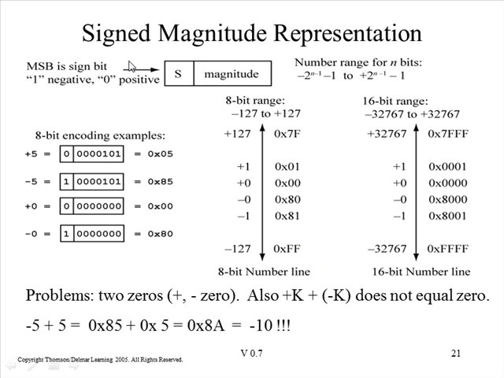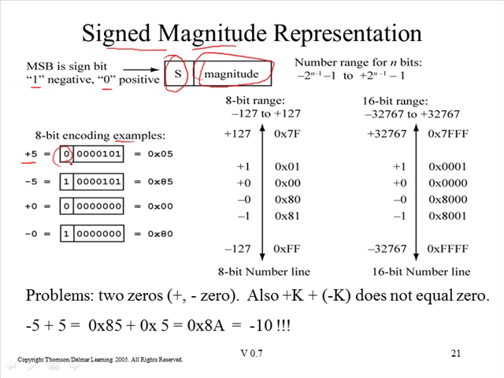So one approach to representing signed integers is to use a signed magnitude representation. In signed magnitude, the most significant bit is reserved for the sign, and it's 1 if it's negative, 0 if it's positive. The remaining bits are reserved for the magnitude. Let's take a look at some 8-bit examples. So here's a positive 5.